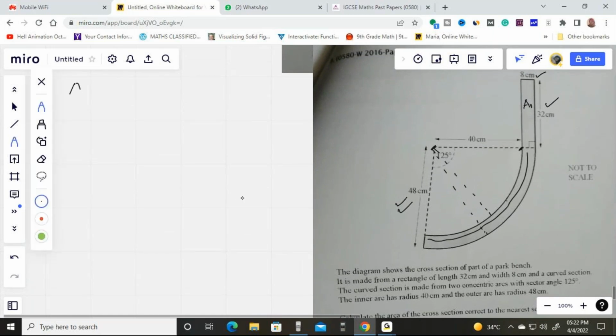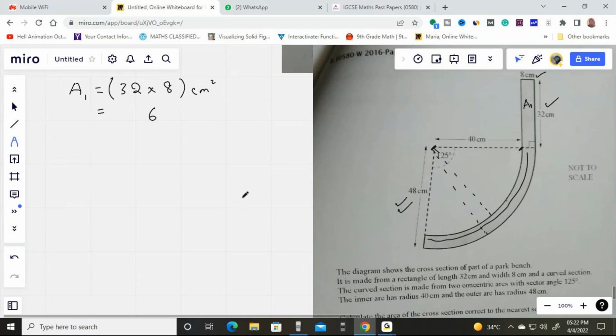Okay, we are finding A1 now. So A1 is 32 times 8 centimeters squared. It's going to be 256 if I'm not wrong. Yeah, 256. And now we need to find my A2. This is my A2, and A2 is obtained by subtracting your outer area and the inner area.